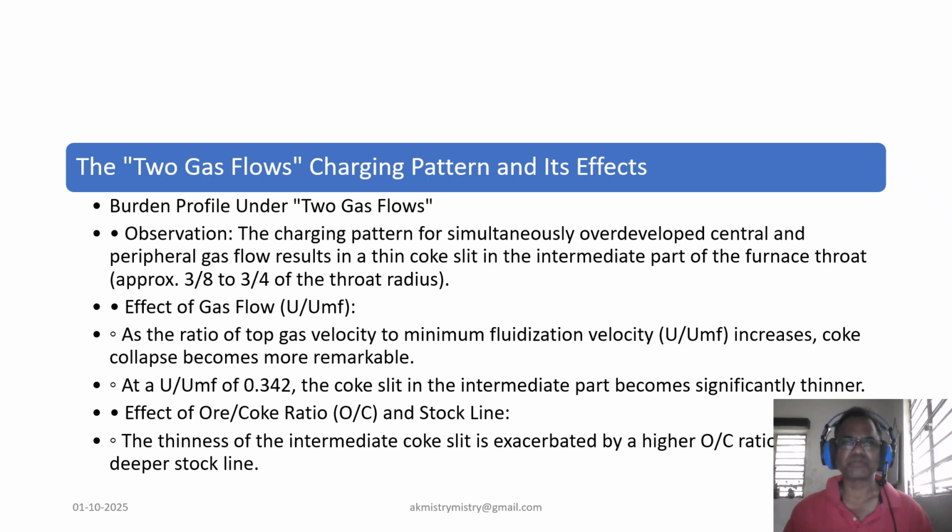The key observation was the formation of a thin coke slit in the intermediate part of the furnace, roughly between 3/8 and 3/4 of the throat radius. This thin slit was made worse by several operational factors. As the gas flow, or what we earlier discussed, U by UMF ratio, was increased, the phenomenon of coke collapse becomes more remarkable, further thinning the slit.